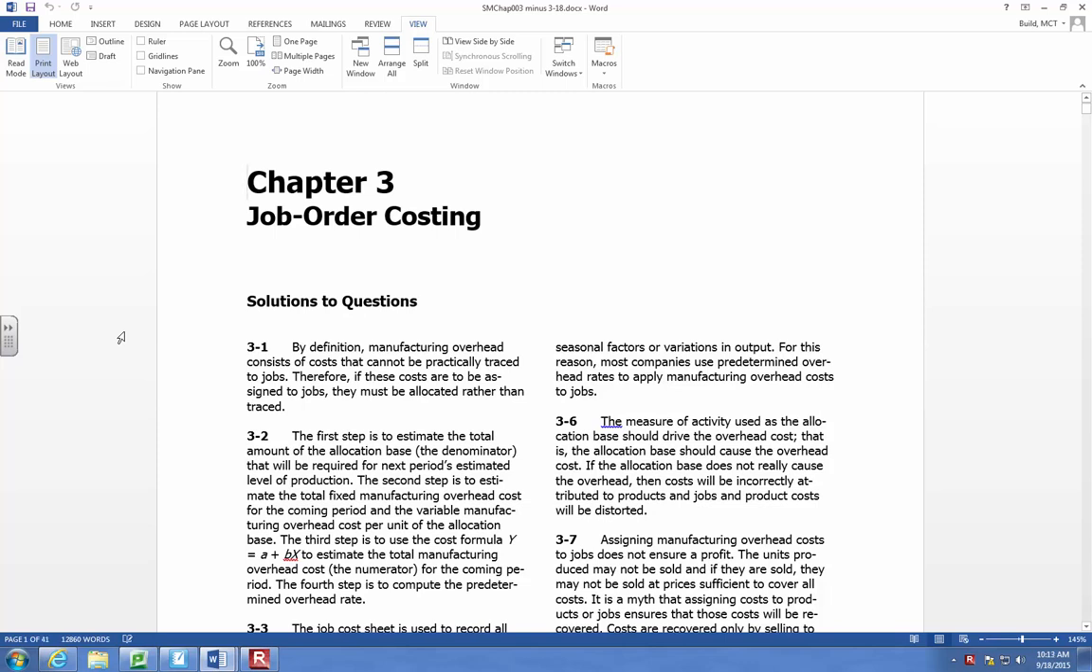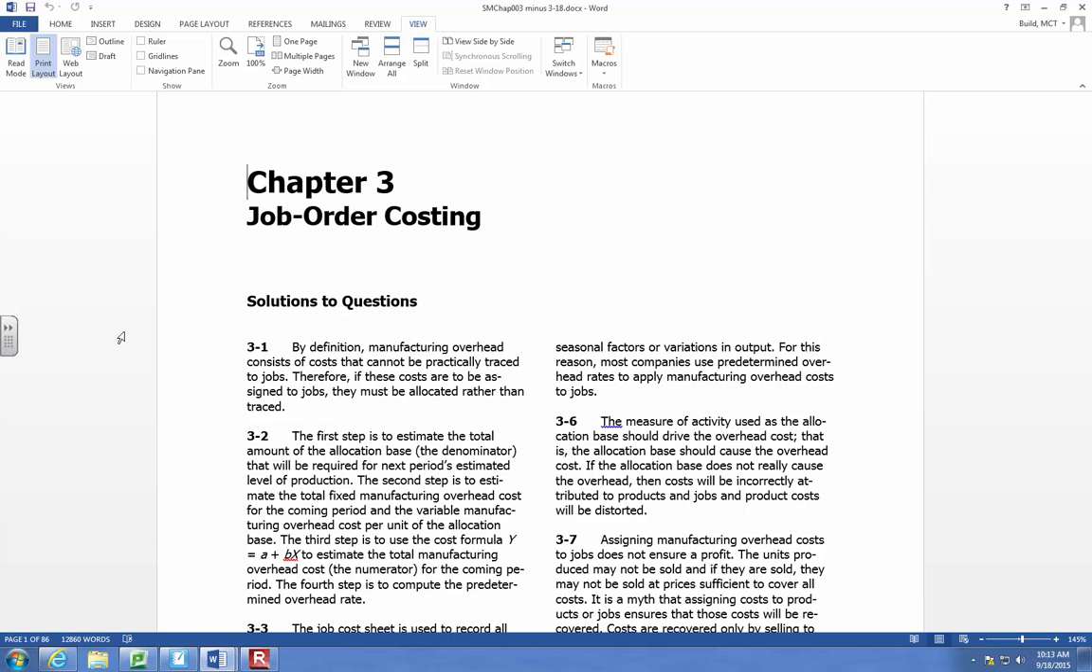Okay, Harris Fabrics computes its predetermined overhead rate annually on the basis of direct labor hours at the beginning of the year. It estimates that 20,000 direct labor hours would be required for the period's estimated level of production. And they estimated 94 grand of fixed overhead and variable overhead of $2 per direct labor hour. Their actual overhead for the period was $123,900, and the actual direct labor hours were 21,000, and they want you to compute the predetermined overhead rate for the year.